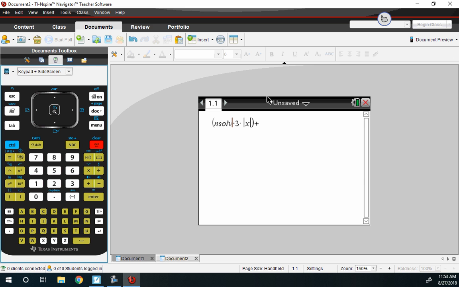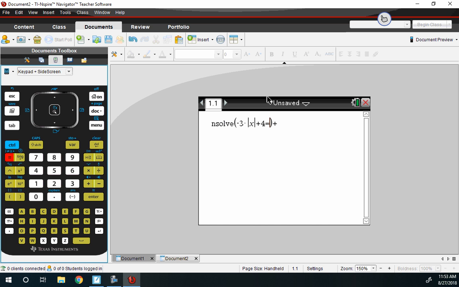There's a lot of latency between my calculator and my smartboard right now, so bear with me. NSOLVE, NSOLVE. Okay. Negative 3, absolute value of x. Come on. Let's go. Plus 4 equals negative 2.